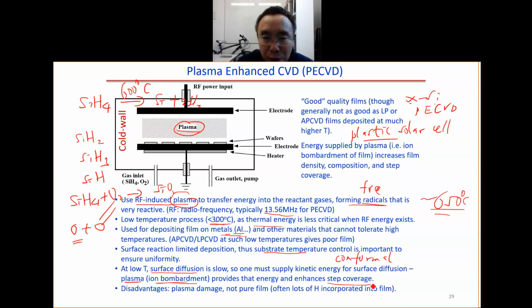More conformal step coverage, but this is not as conformal as the LPCVD process. Disadvantage: plasma damage, and not a very pure film, because a lot of hydrogen comes into the film.